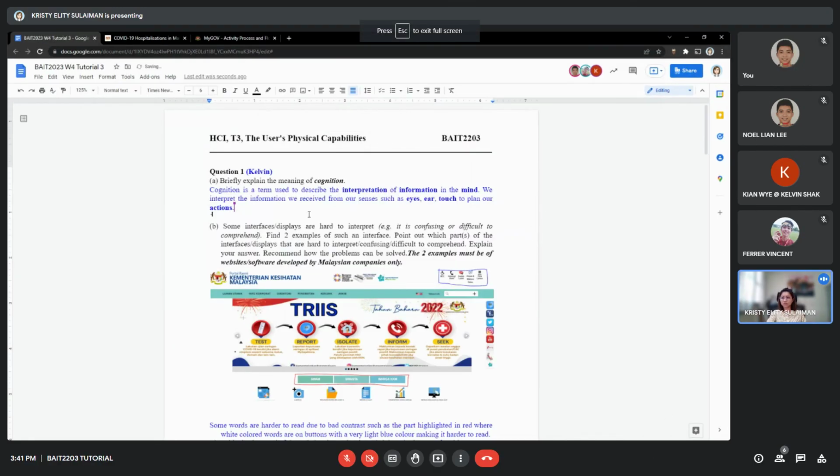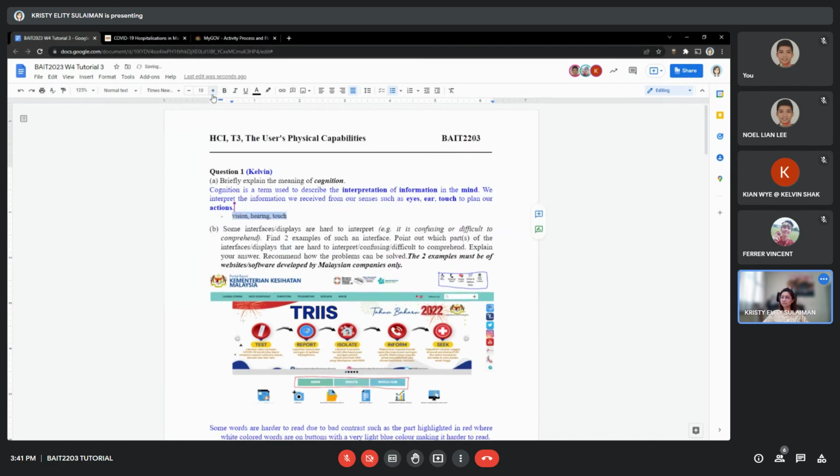Okay, so I'll just add on: vision, hearing, and touch. These are the elements that are important in HCI. Okay, just additional.